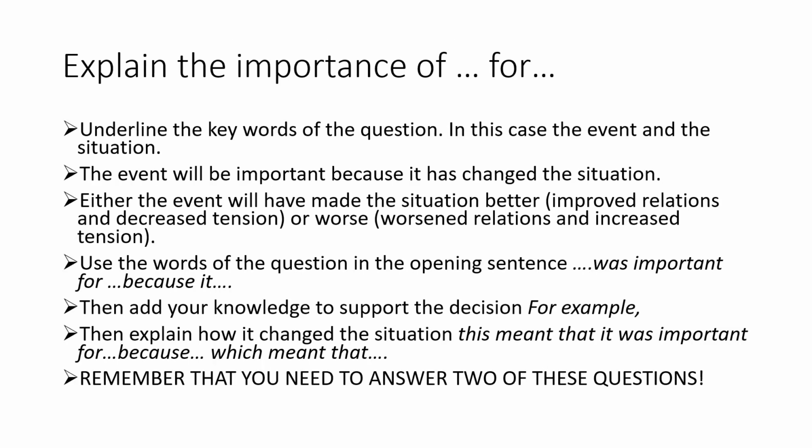The third style of question that you're going to come across tomorrow is an explain the importance of an event for a situation. Again, the first thing you're going to do before you answer the question is to underline the key words of the question. And in this case, you're going to underline the event and the situation. The event is always going to be important because it's changed the situation in some way. So either the event in the question will have made the situation better, it will have improved relations and decreased tension, or the event will have made the situation worse, it will have worsened relations and increased tension.